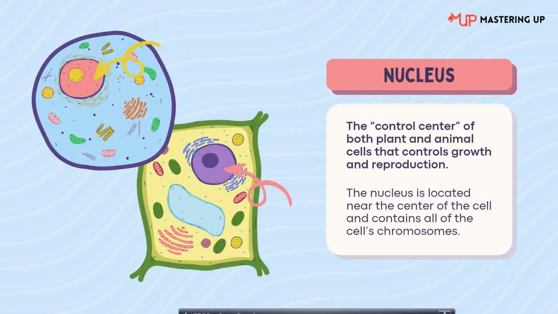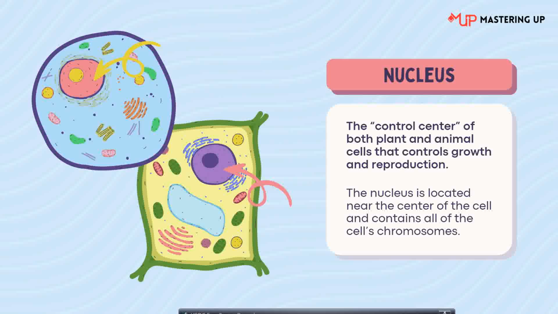Now nucleus. The nucleus is present in both animal and plant cells. It is the control center of both plant and animal cells that controls the growth and reproduction. You can see the nucleus acts as the brain of a cell, because it is the major control center. The genetic material is present in the nucleus, and that's why it helps in reproduction, and it also helps in growth, because different functions are being carried out in the nucleus.